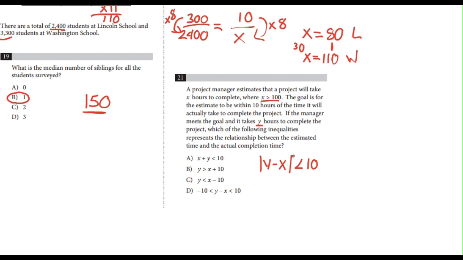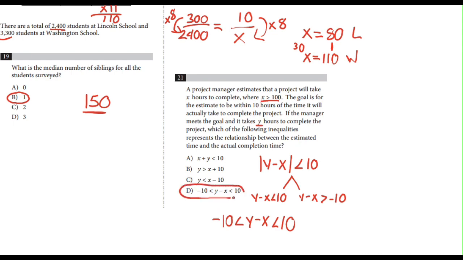Whenever we have an absolute value and an inequality, this breaks down into two separate inequalities. The first will look exactly the same, just without the absolute value. The other will have y minus x. Instead of less than, it's going to be greater than. And then we're going to multiply the right side of the inequality by -1. So we'll have y minus x is greater than -10. And finally, we'll have that -10 is less than y minus x, and y minus x is less than +10. And that is shown in answer choice D.